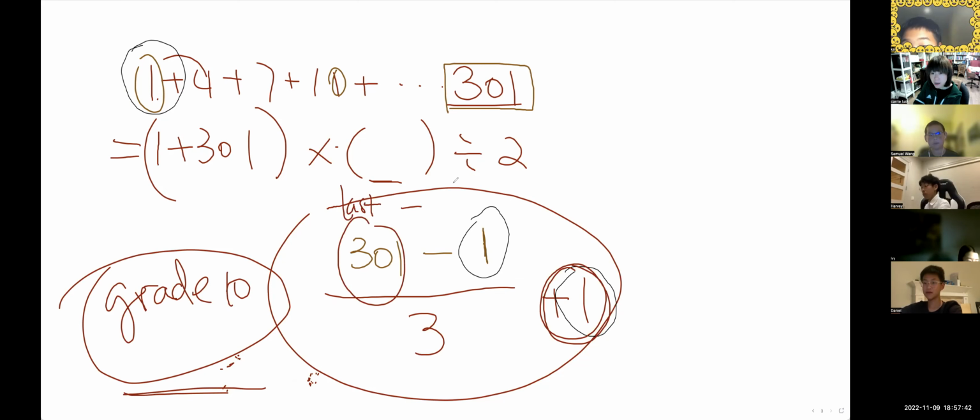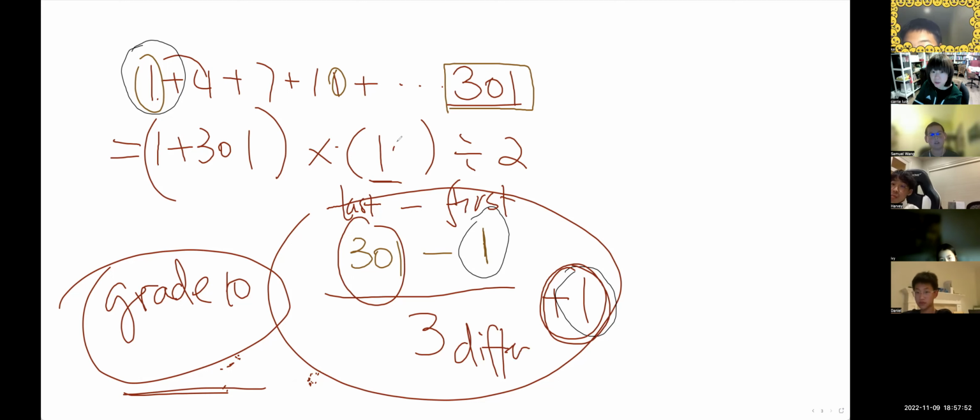Last number minus the first number, divided by the difference for each set of numbers, plus 1. That's for calculating how many numbers there are, so that's why there's no 1 after. Everybody, please put this formula into your notebook, because almost every math contest has this kind of question. Not exactly, but they're using this formula.